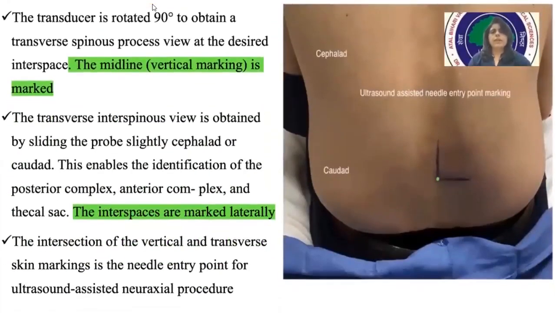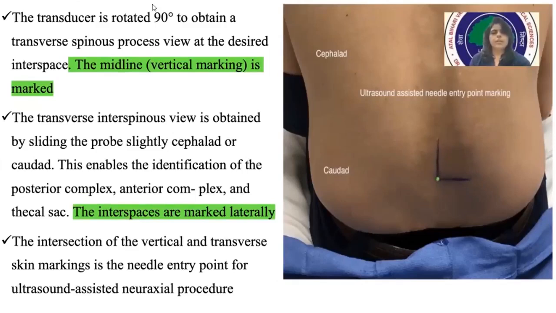Now, once you have identified the intervertebral level, you can rotate your transducer in a transverse view and put your transducer transversely over the spinous process. This will help you to mark the midline. Just keep moving your probe on the spinous process and mark a vertical line to delineate the midline.